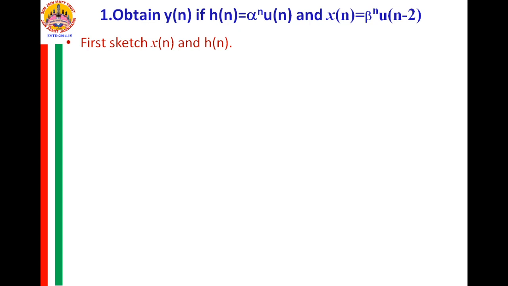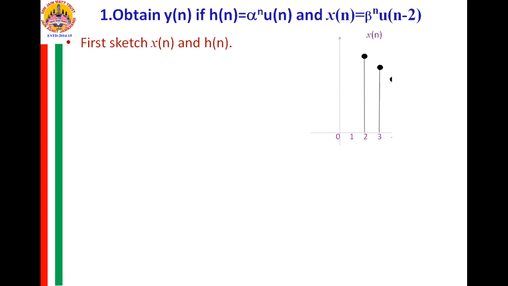For x[n], if you observe, its amplitude is beta raised to n, and the product with u[n minus 2] represents that it exists from n equal to 2 to infinity. So sketching this x[n], assume that beta is less than 1. If beta is less than 1, what is the nature of the exponential? It is a decaying exponential. As the power of n goes on increasing, the amplitude will go on decreasing. So it is a decaying exponential.